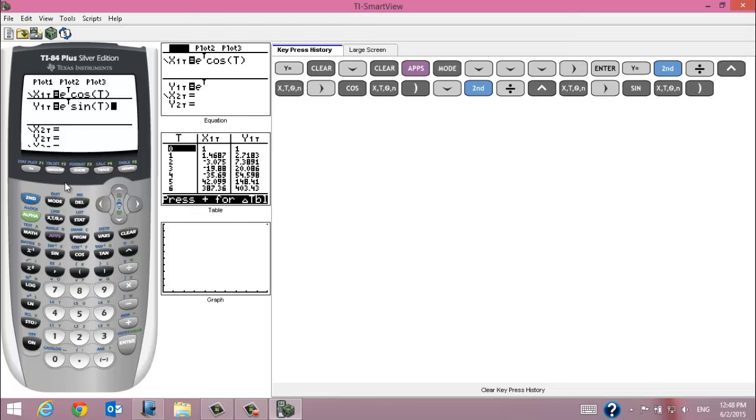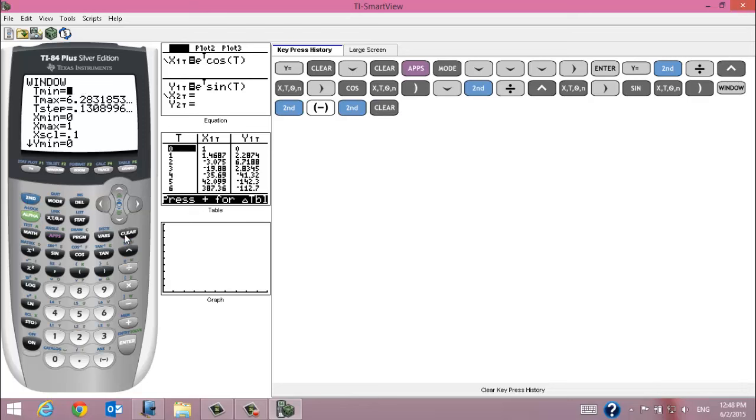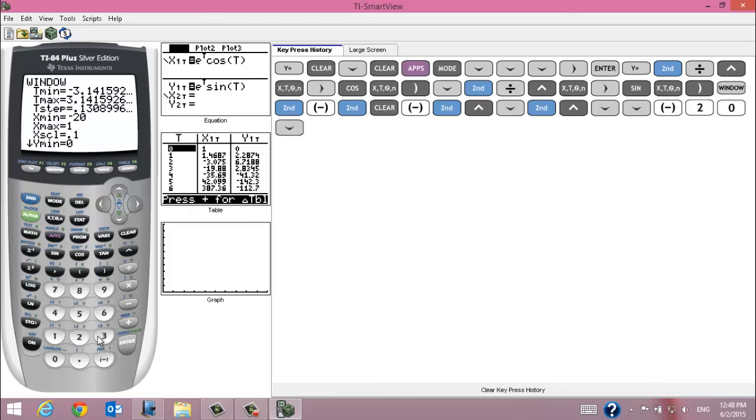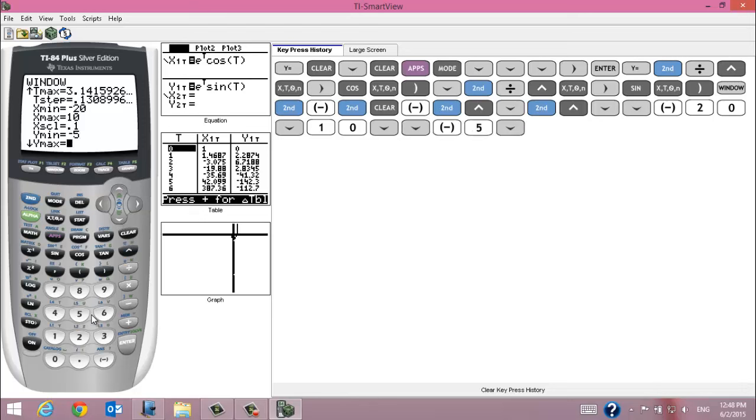Now for this one, you're gonna be very careful. You need to change your window because they say from minus pi to pi. This is very important. Then the x minimum, let's make it bigger. x maximum, make it 10. Then y minimum minus 5.